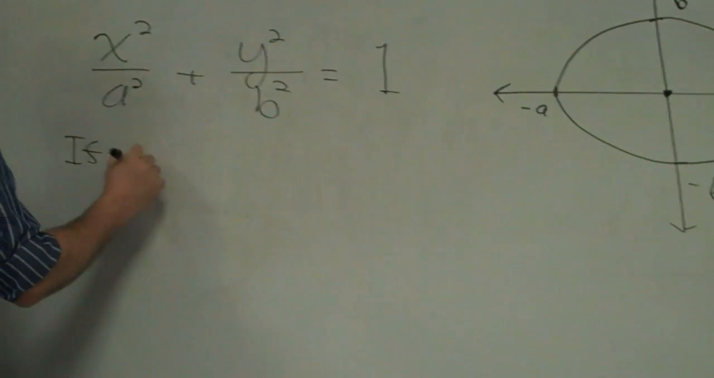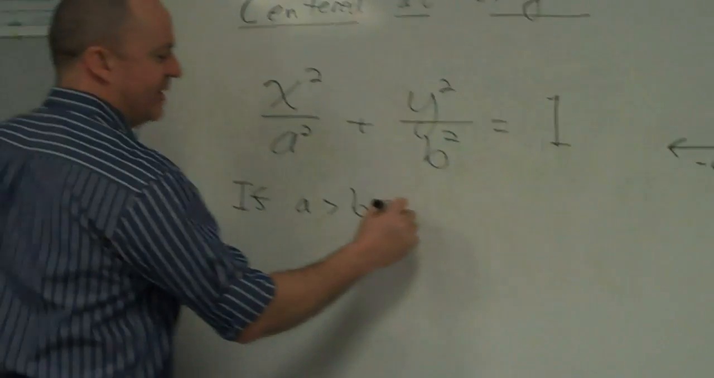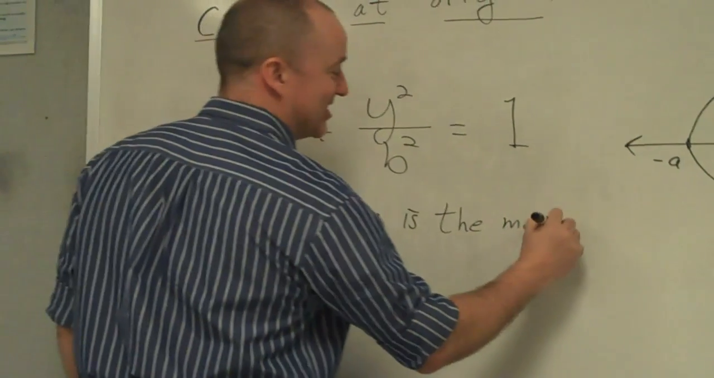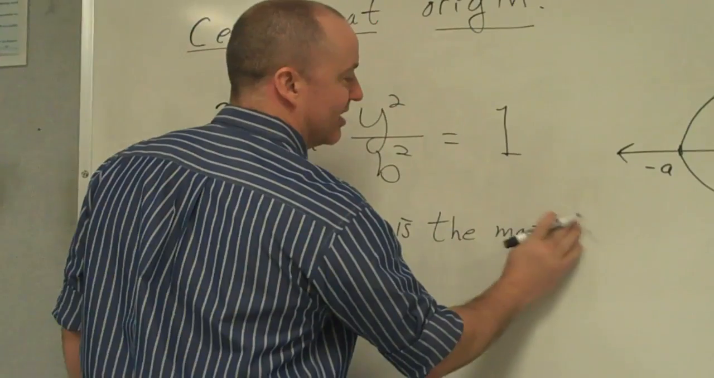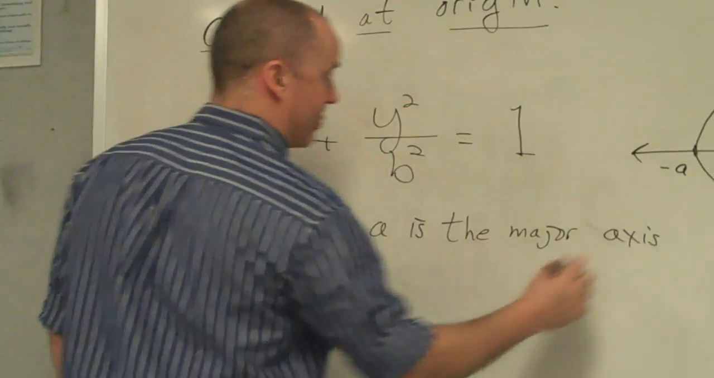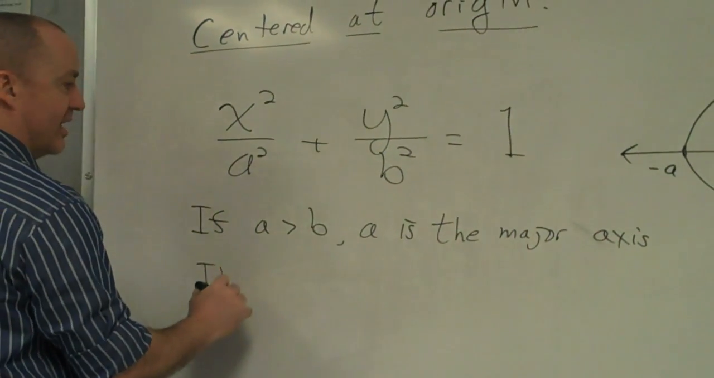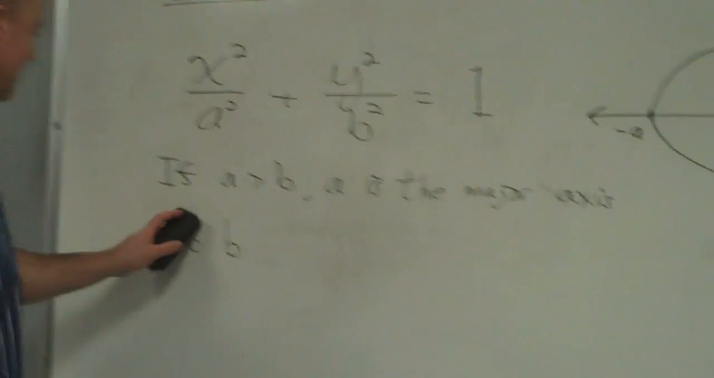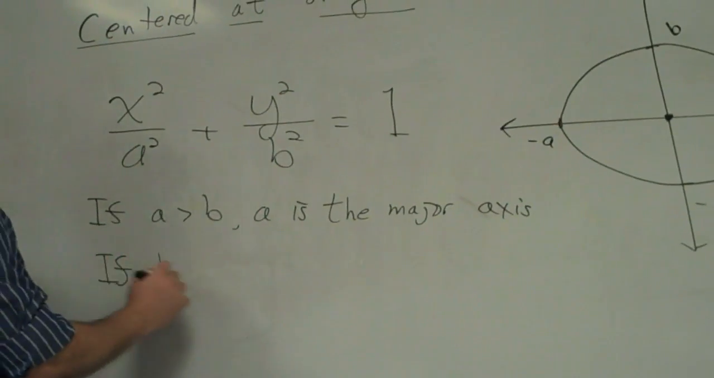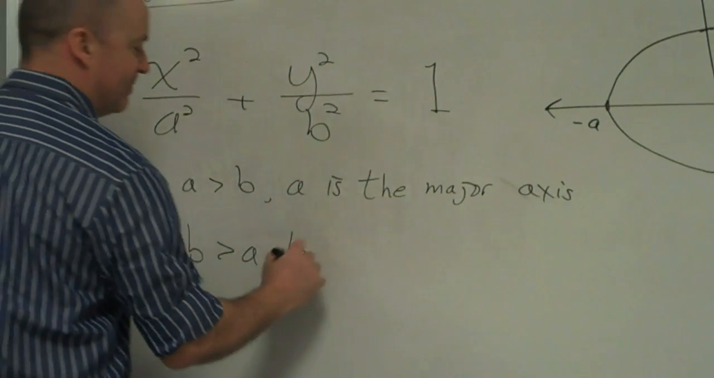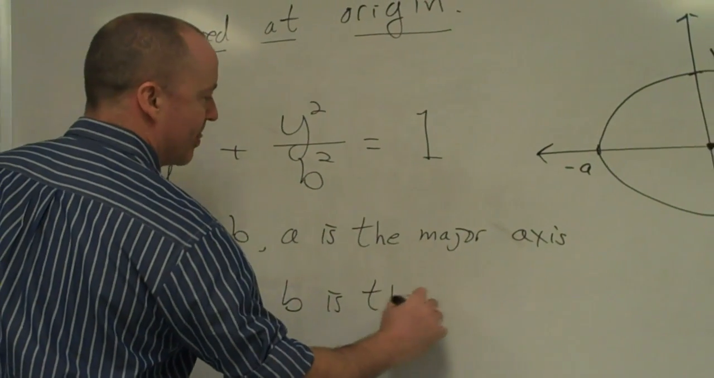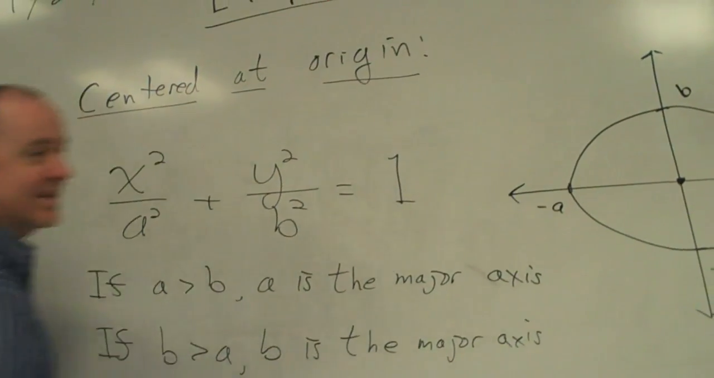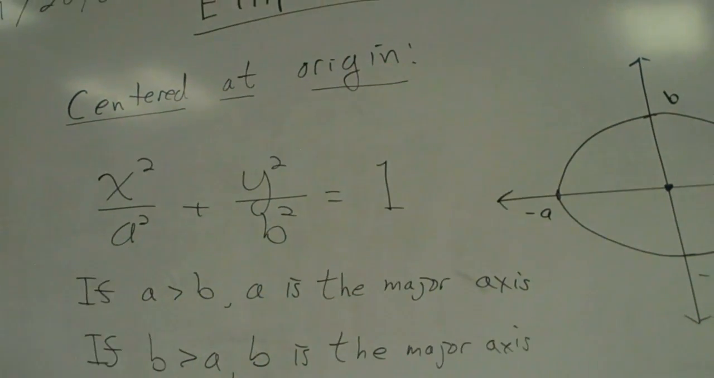If A is bigger than B, then A is the major axis, and you get a Stewie. If B is greater than A, then B is the major axis, and you get something sort of like an egg, though eggs are not perfect ellipses.